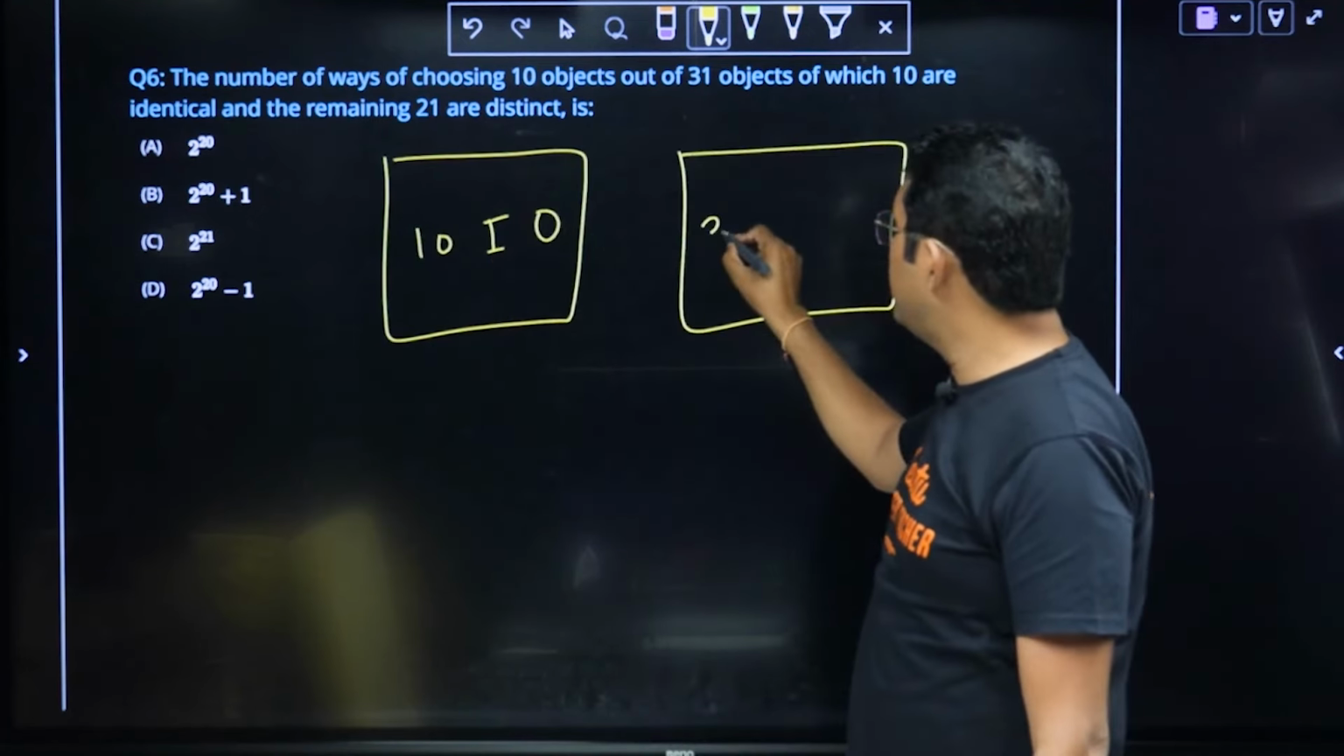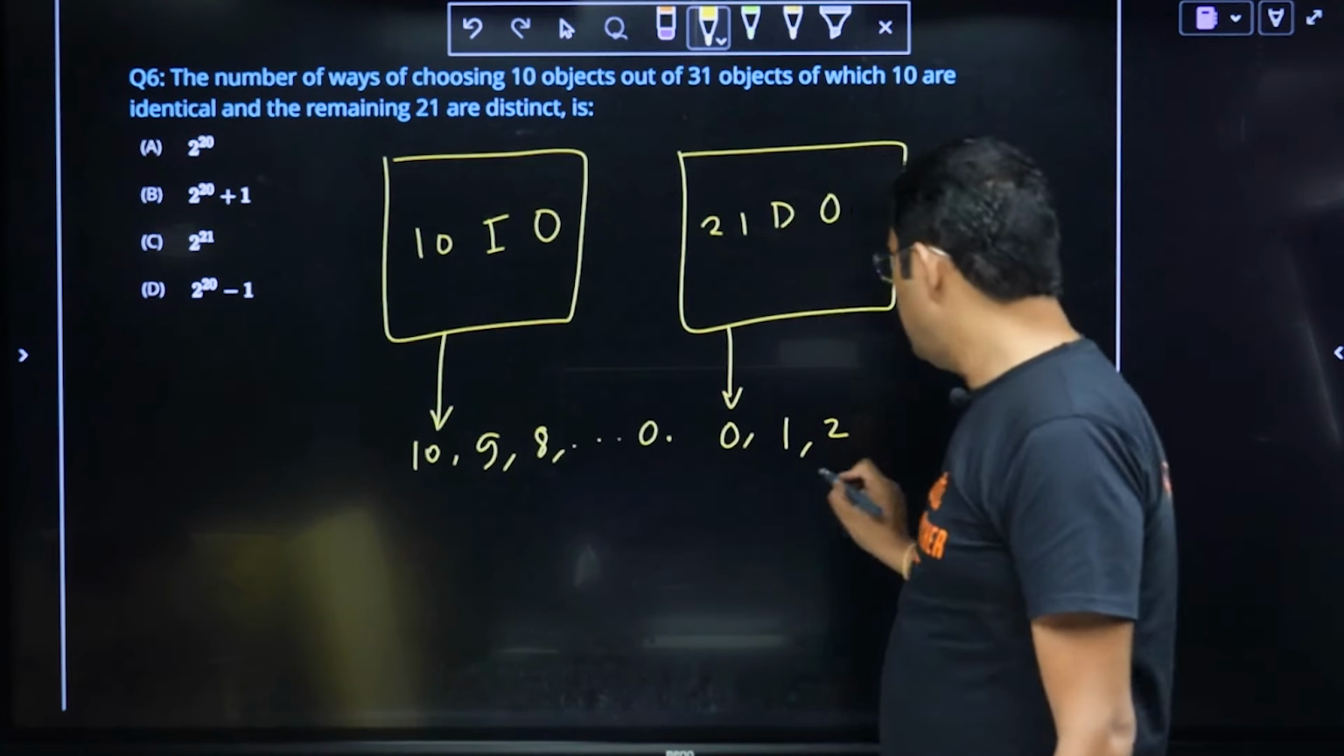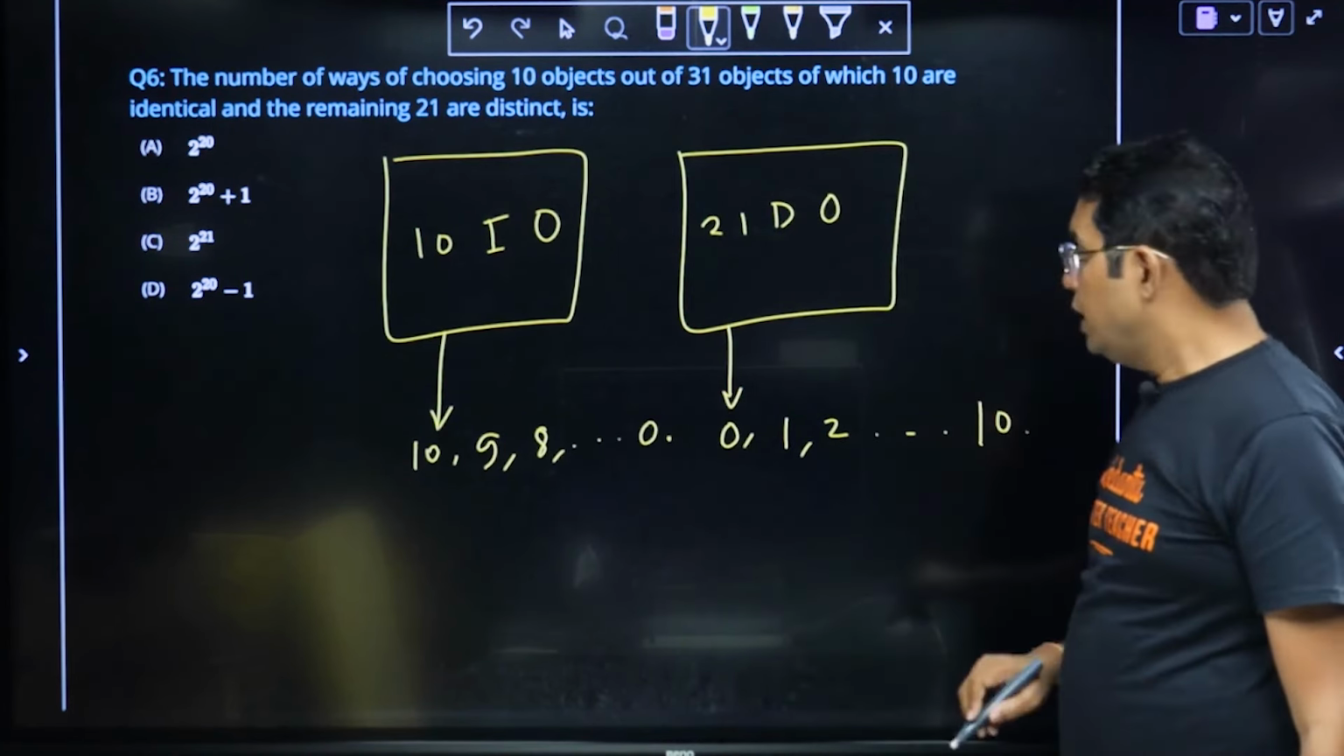Now my options are that I can take all the 10 identical objects. In that case, I have to choose 0 objects from the distinct objects. But if I take 9 from this, then I have to take 1 from this. If I take 8 from this, I have to take 2 from this, and so on. If I take 0 from this, I have to take 10 from this. Now, whenever I am selecting identical objects from this box, there is just one way, because all are identical. There is no difference which object you are going to choose.